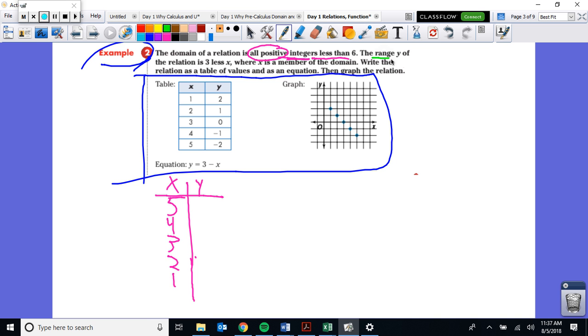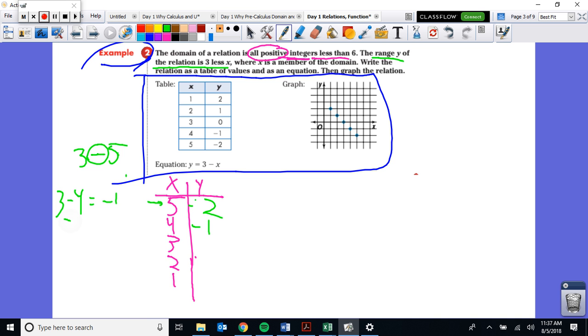Okay. The range y of the relation is 3 less than x. So here's x, which is 5. 3 less than that, 5 minus 3 is 2. The range of y in relation is 3 less than x. Oh, actually, so 3 less than 5. That's what it means. So 3 less than x, that would be negative 2. Okay, so 3 less than 4 would be negative 1 here.